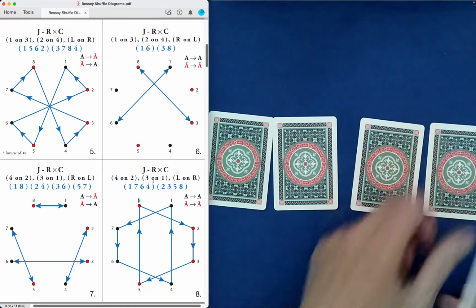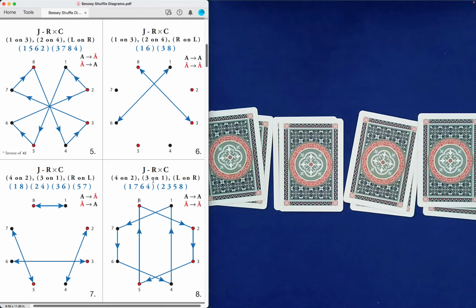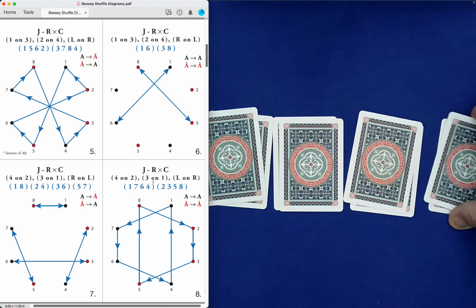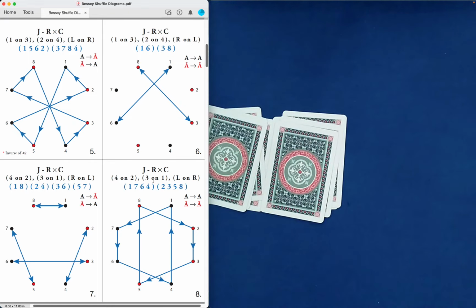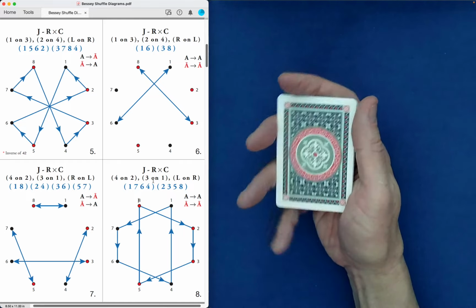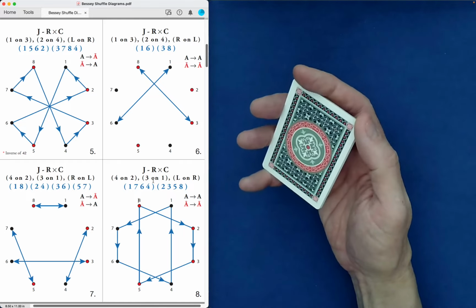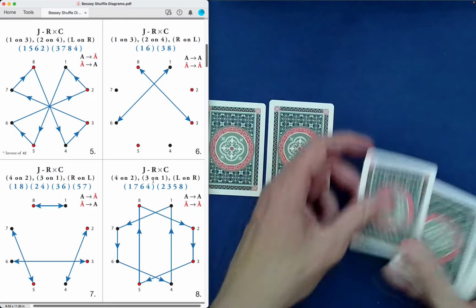Try not to go off the screen too much. Number 8, what does number 8 say? Oh, it's 4 goes on top of 2. It's a kind of leapfrog from right to left. And then we finish with left pile on top of right. Okay, now we've finished shuffle 8. Want shuffle 5 now, which we haven't done? Okay, that's just fine.